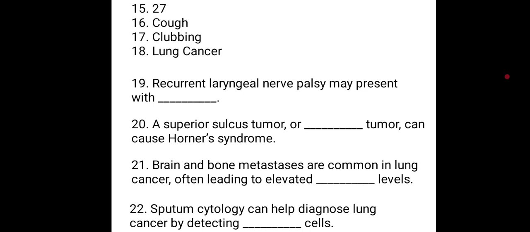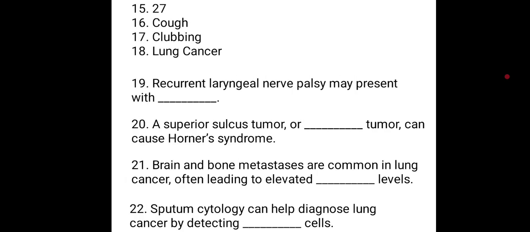Number 19, recurrent laryngeal nerve palsy may present with blank. 20, superior sulcus tumor or blank tumor can cause Horner syndrome. 21, brain and bone metastases are common in lung cancer, often leading to elevated blank level. 22, sputum cytology can help diagnose lung cancer by detecting blank cells.